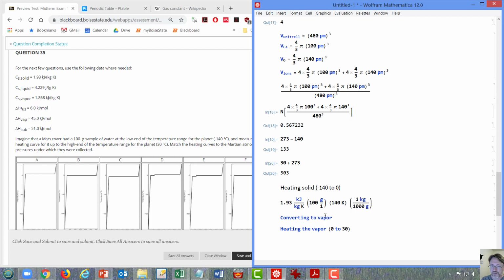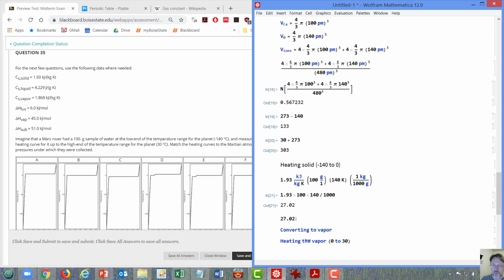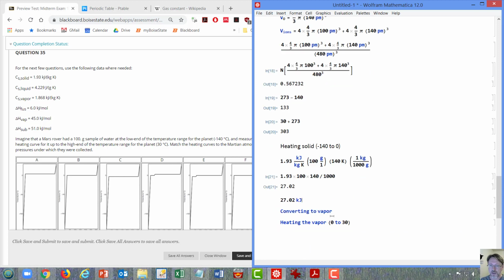Now the grams cancel and the kilograms cancel, and we are left with kilojoules. So our answer for this part of the step is 1.93 times 100 times 140 divided by 1,000. And that is 27.02 kilojoules in the first step.